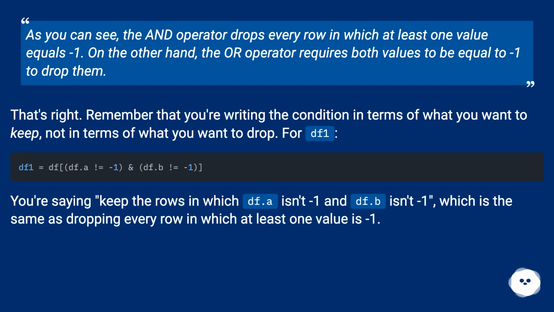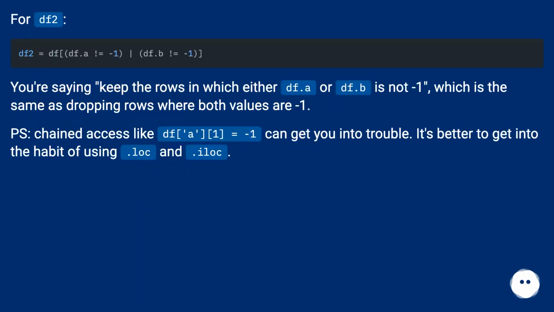That's right. Remember that you're writing the condition in terms of what you want to keep, not in terms of what you want to drop. For df1, you're saying keep the rows in which df.a isn't -1 and df.b isn't -1, which is the same as dropping every row in which at least one value is -1. For df2, you're saying keep the rows in which either df.a or df.b is not -1, which is the same as dropping rows where both values are -1.